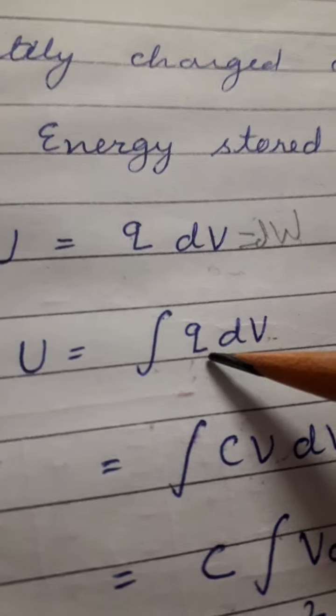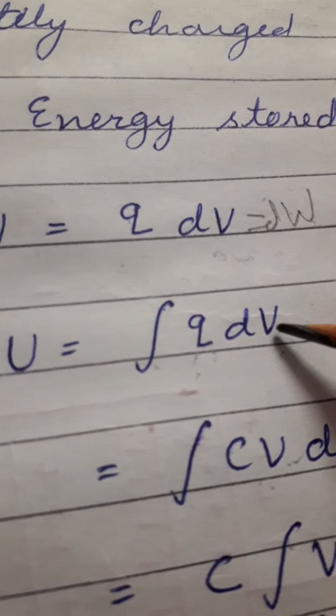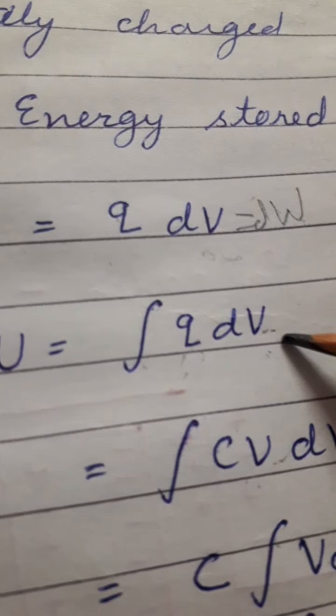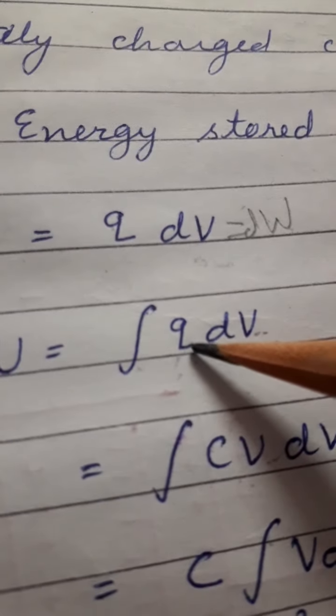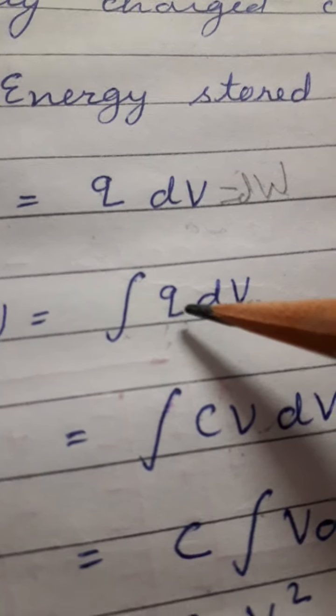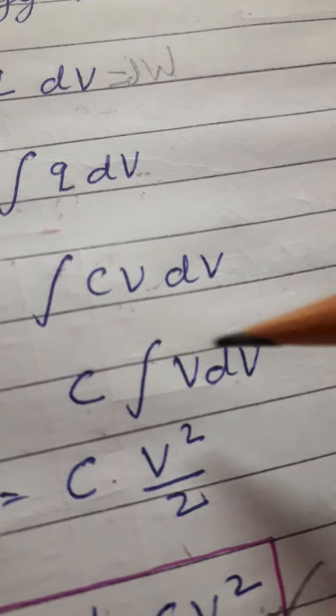In this case, we can see Q is not a constant quantity because charge and potential are correlated to each other. As we are charging the capacitor, potential changes. That means the potential depends on charge. So we need to write this Q in terms of some constant terms. So we have written it here. Q is equal to CV, and dV. So C is constant, so it can be taken out of the integration. So what we get is V dV.